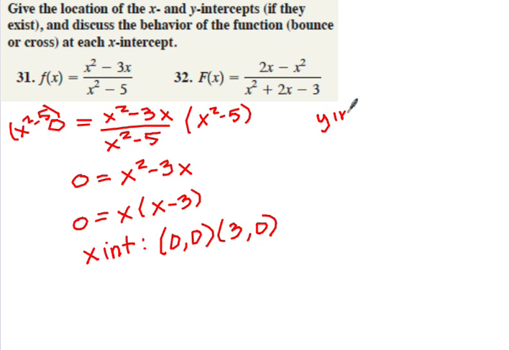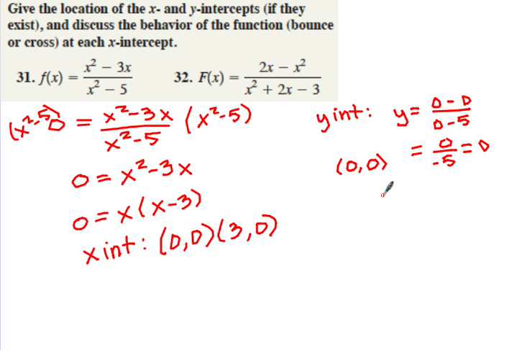Plug in 0 for x. So even if it's weird looking, same idea. So if I plug in 0 for x, we're going to see that y equals 0 minus 0 over 0 minus 5. So we'll see that we have 0 over negative 5, which is 0. Okay, and hopefully that makes sense, because we actually already found an x-intercept at 0, so that should be our x and y-intercept. And so the y-intercept will be at 0, 0 as well.